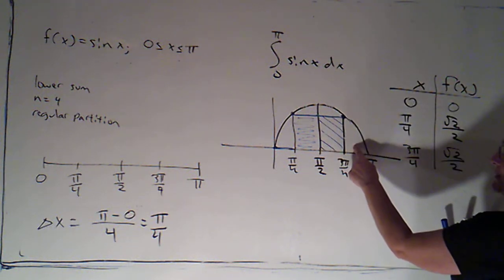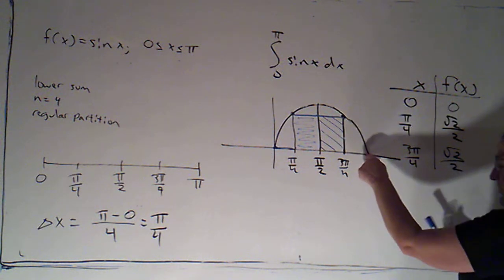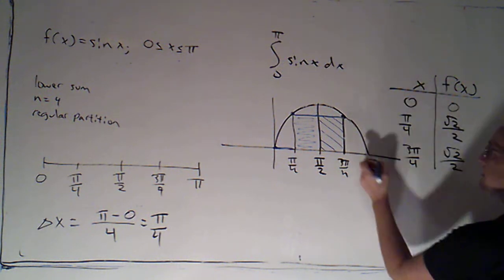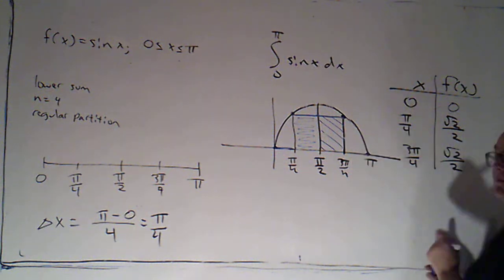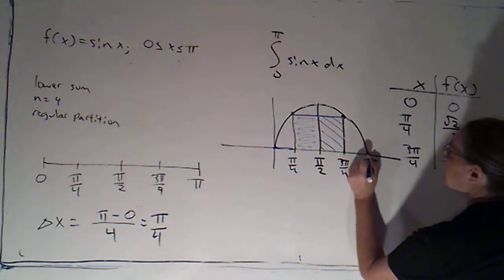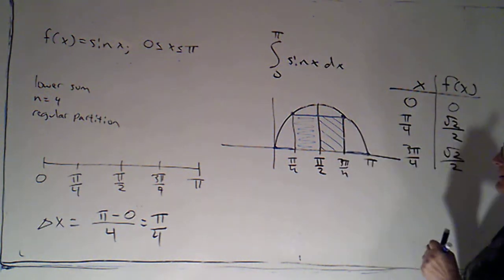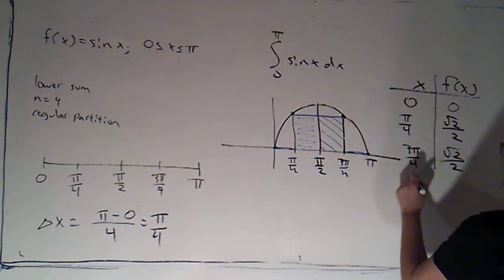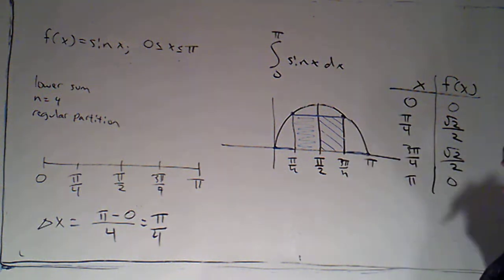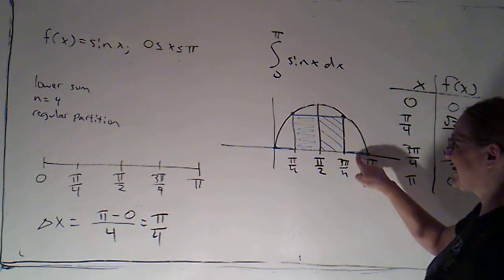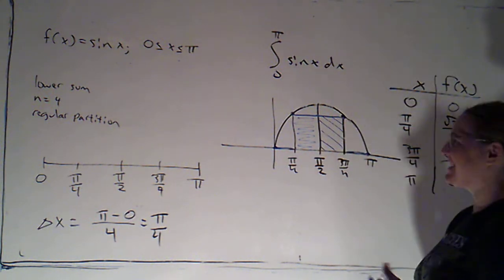Then on the fourth subinterval, once again, the function is decreasing, so the lowest value is going to occur at that right endpoint. So my representative x value is going to be pi, and the height at pi is just 0. So I'm getting another degenerate rectangle. So I'm actually getting 2 degenerate rectangles and then 2 non-degenerate rectangles.